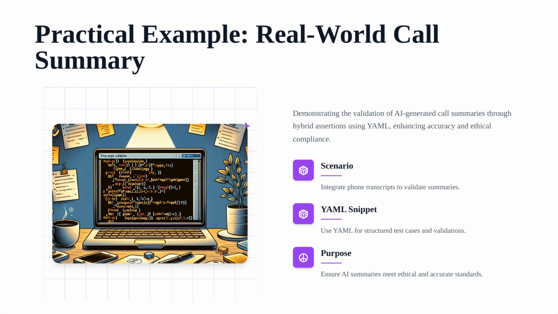Here, the practical example focuses on real-world call summaries. The idea is to take phone transcripts and validate the AI-generated summary using hybrid assertions. YAML is used to define the test cases and the validation rules in a structured way that makes it easier to check not only whether the summary is accurate, but also whether it follows ethical expectations, such as avoiding misleading or inappropriate content. The main purpose is to make sure the summary is both reliable and responsible, especially in situations where call notes may influence decisions, records, or customer interactions.